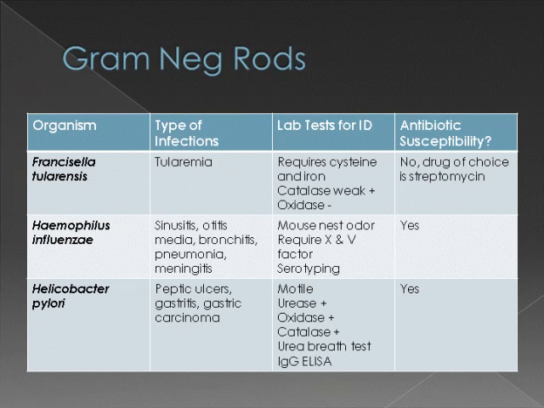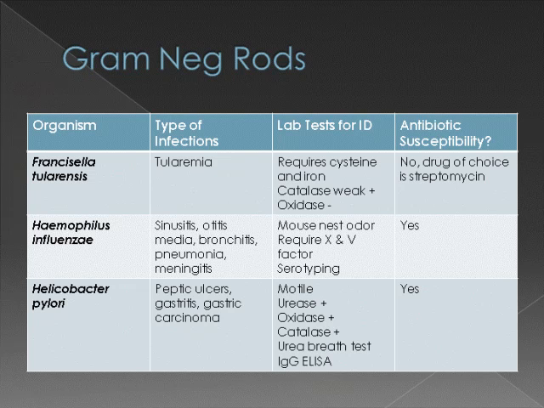Haemophilus influenzae causes sinusitis, otitis media, bronchitis, and meningitis. This is one of our fastidious, picky organisms, so usually it will only grow on chocolate agar. It has a mouse nest odor and requires X and V factor. Serotyping may be done on Haemophilus influenzae to detect which type it is, and susceptibility testing would be needed.